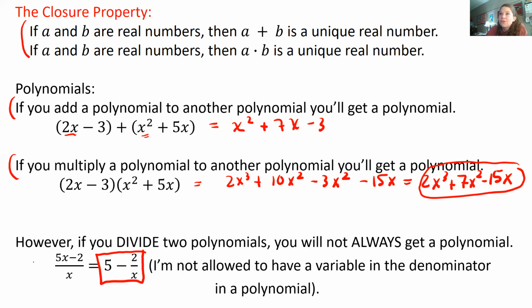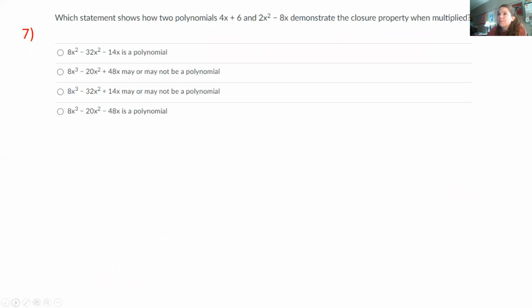All right. Now, for some reason, this curriculum wants you to understand that. So to prove that, let's just look at a problem. So this is the example I'm talking about. Which statement shows how two polynomials demonstrate the closure property when multiplied? I want you guys to write down this problem. I want you to use the FOIL method or just the distributive property. And I want you to pause the video, figure out the answer, and then come back.